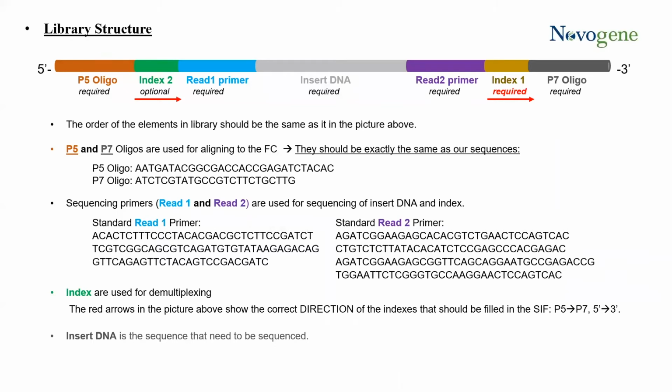So at the top, right here, we have the generalized library structure. So let's just start from the 5' end. So the orientation that your library should read is 5' to 3', or P5 to P7.